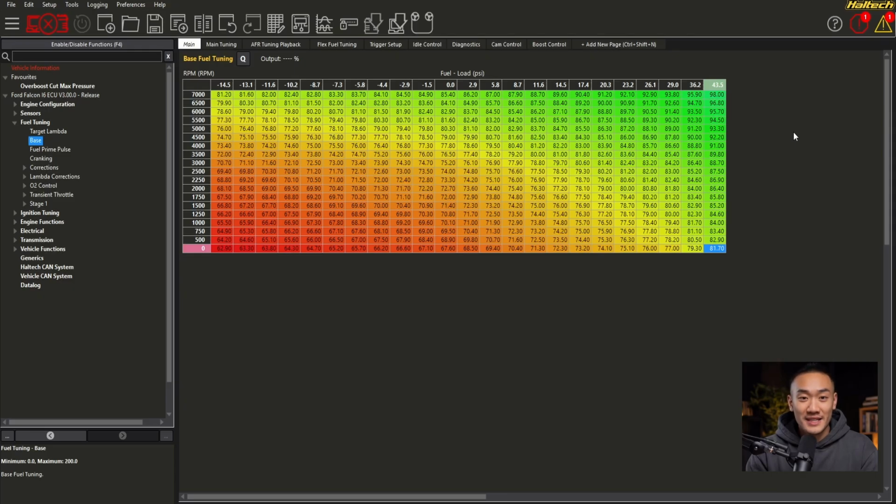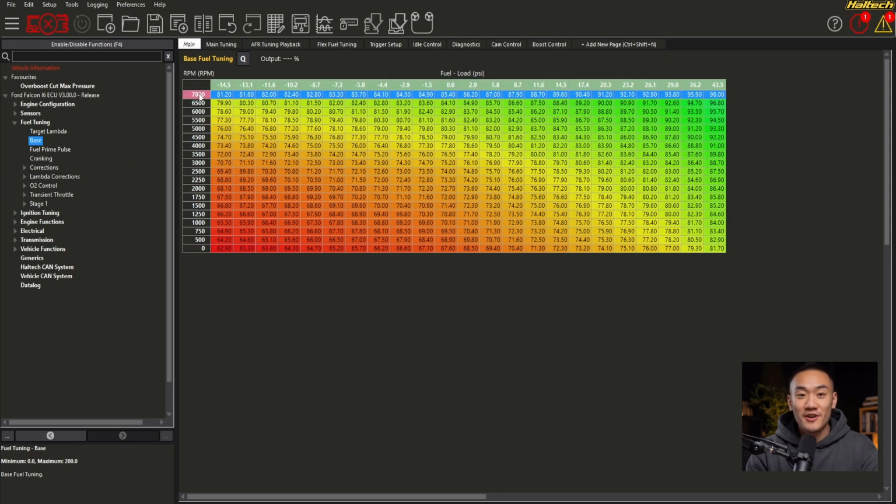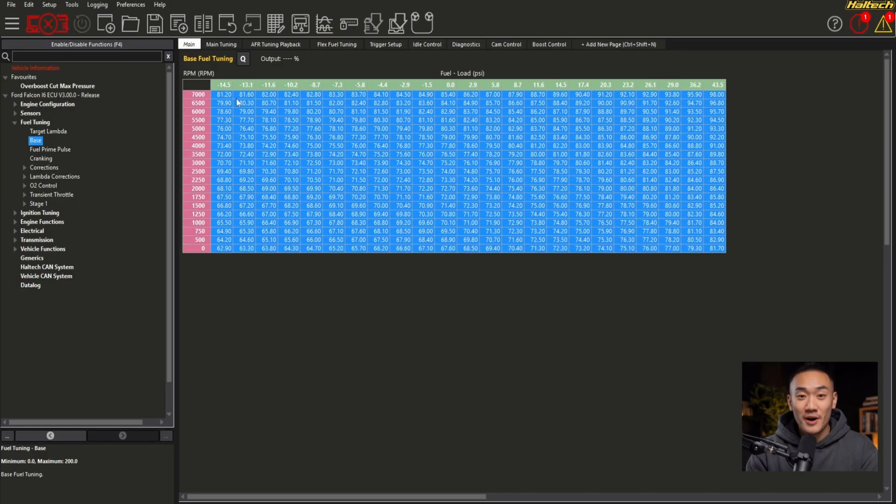Now let's look at the table itself. Open the fuel base map. You'll see RPM on one axis and engine load, usually manifold pressure, on the other. Each cell represents how efficiently the engine fills its cylinders at that specific operating point.